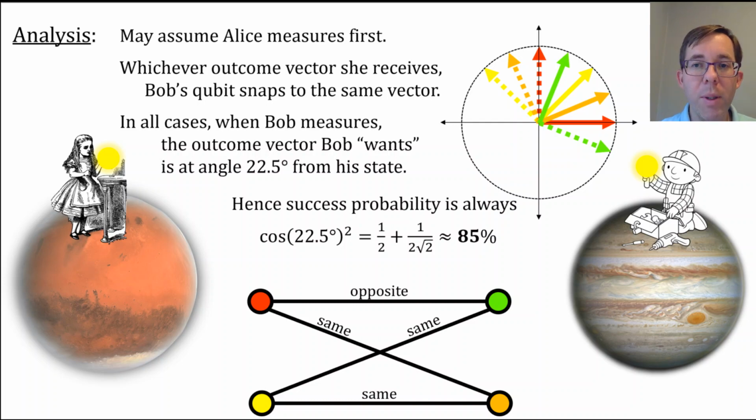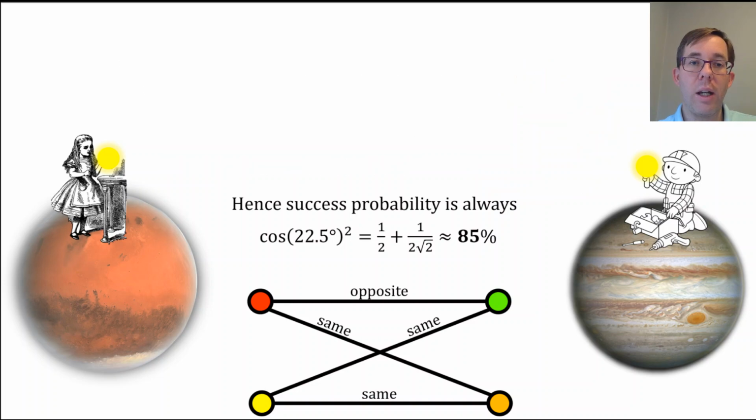We know that the probability of outputting that good vector for Bob is always the square of the cosine of the angle. Okay, so in every case, Bob's state gets into a vector which is 22.5 degrees away from the one that he really wants it to be in order for him to win. And so the probability that they jointly succeed is cosine squared of 22.5 degrees. Okay, and that's a number that's quite close to 1. I mean, there's some trigonometric identity showing that it's exactly equal to 1/2 plus 1/2 times 1 over square root 2, which is about 85%.